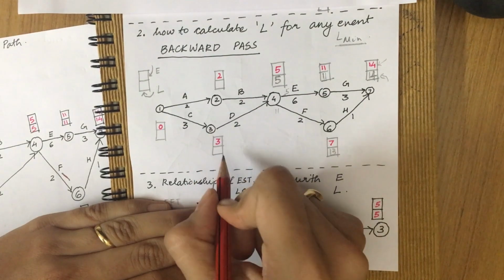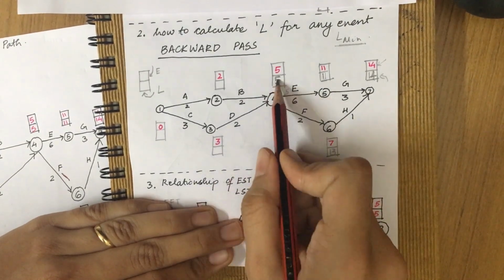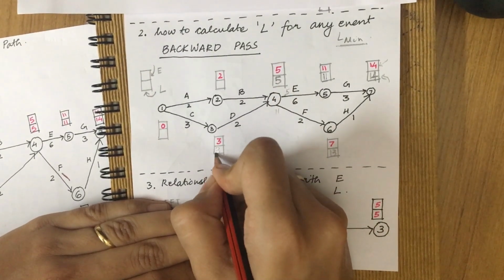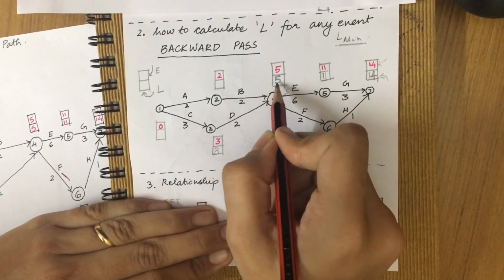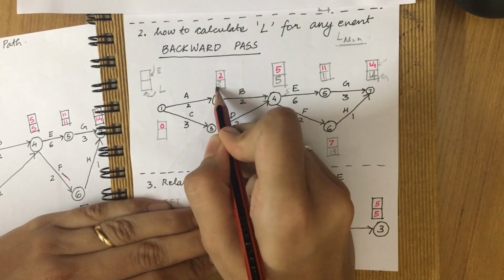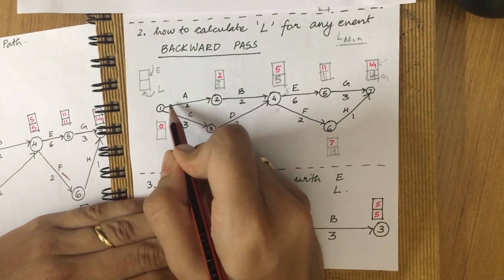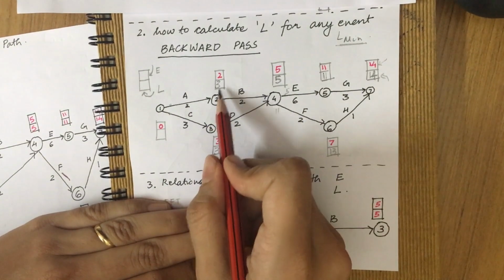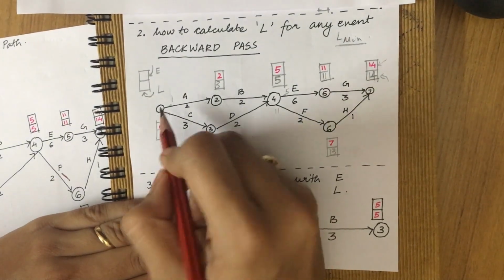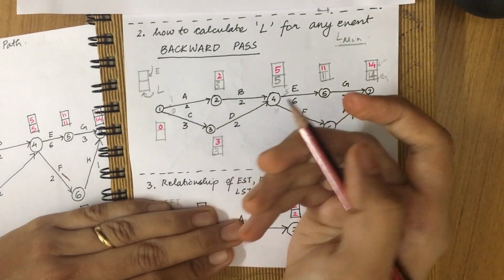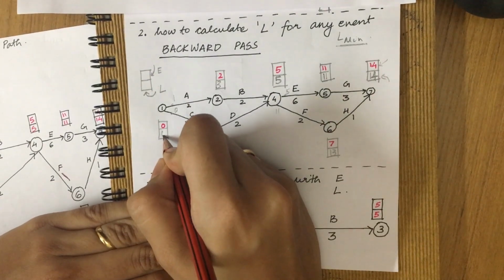For event 3, 5 minus 2, that is 3. For 2 it is 5 minus 2, that is 3. For the first event, 3 minus 2, either it is 1 or it is 3 minus 3, that is 0. So you need to take the smaller L value, that is 0.